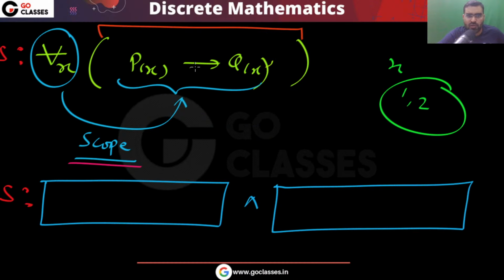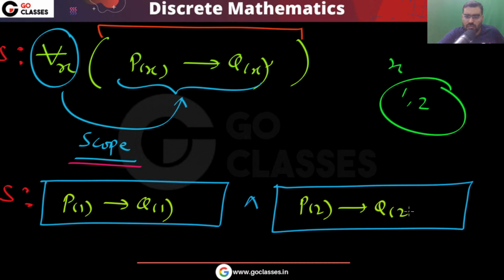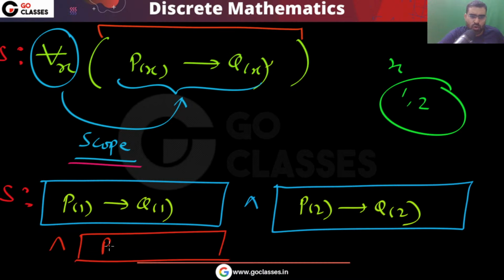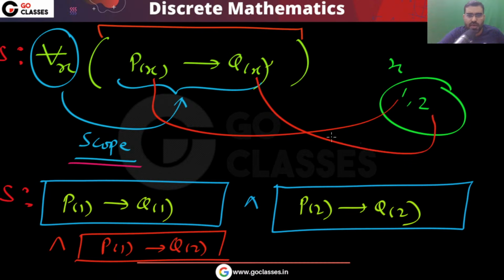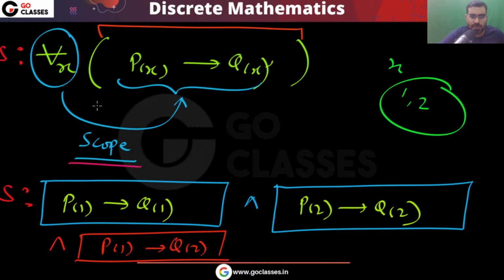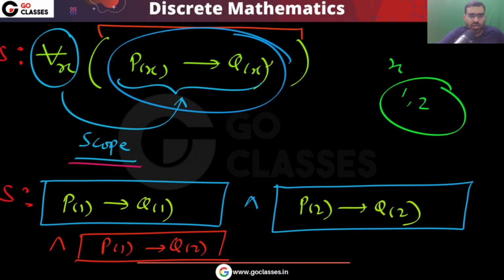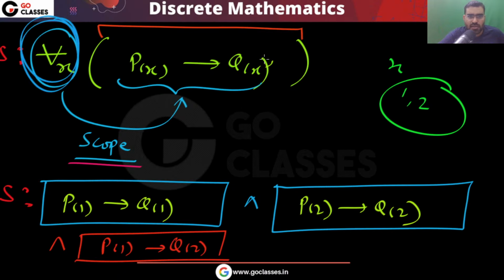So when you put x equal to 1, you will do like this. When you put x equal to 2, you will do like this. Remember, you cannot do this. If you do, for example, P1 implies Q2, where this x you replace by 1 and this x you replace by 2, that will be wrong. The reason is very simple: this is the scope of this universal quantifier, so this x and this x are the same.